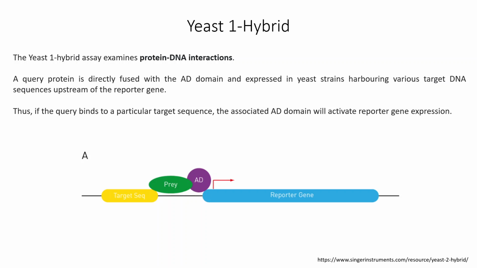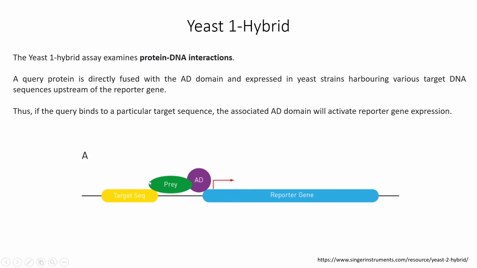So the first one is the yeast 1 hybrid system. In this assay, it looks at your protein-DNA interactions. What is done here is that you have a reporter gene and some target sequence. You need to make sure that you clone this target sequence upstream of the reporter gene, so not too far away.